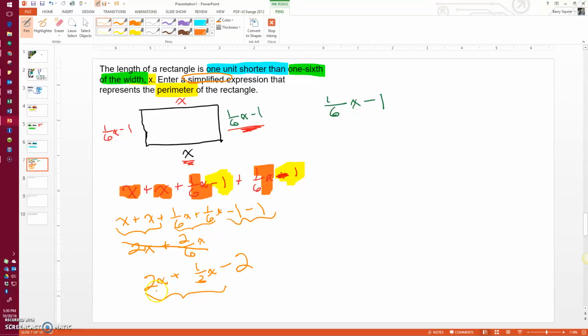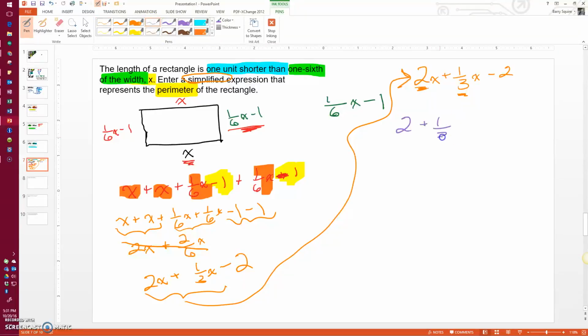So let's just come up here and start a new thing here. So we're going to have 2x plus 1/3 x minus 2. So we've got to take this 2 and this 1/3 and add them together. Let's get here. So 2 plus 1/3.